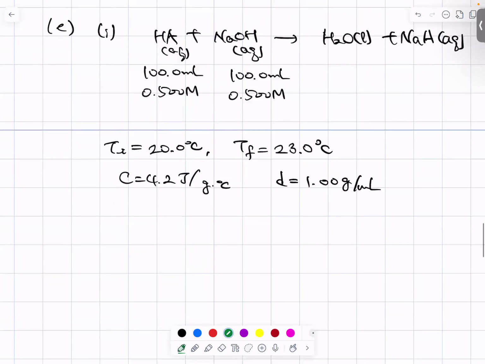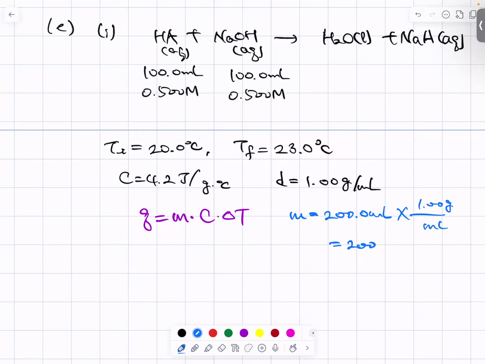Okay, so how can we calculate the amount of heat? Think about the heat equation. The amount of heat is the mass of the material times the specific heat times the change in temperature, delta T. Here we need to calculate the mass. Mass is 200 milliliters, since the volume is additive. We are mixing 100 mL and 100 mL, 200 mL, times the density of the solution, 1.00 grams per mL. So the mass is 200 grams.